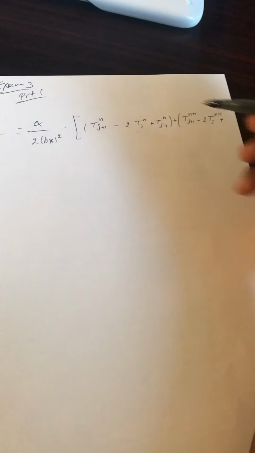Plus temperature at the next position, so J plus 1 at the next time, minus 2 times, this is basically this over here but at the next time, temperature at the current position at the next time, plus this, which is temperature at the previous position at the next time.